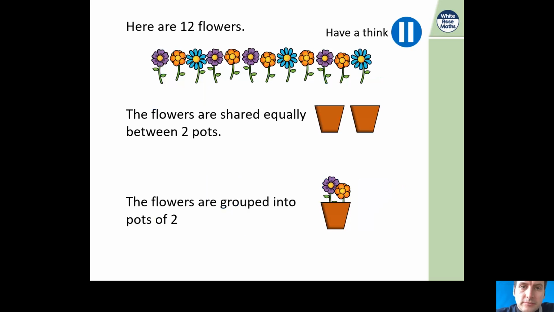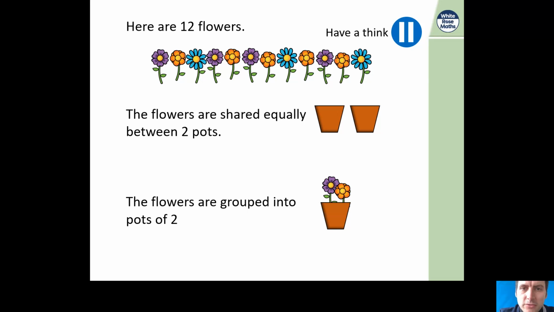Okay, but here we've got 12 flowers. The flowers are shared equally between 2 pots. Okay, and then secondly, the flowers are going to be grouped into pots of 2. So if we've got 12 flowers shared between the 2 pots, how many do you think will be in each pot? And for the second part of the question, if each pot has got 2 flowers in, how many pots would there need to be? Okay, so we've got sharing and grouping. Have a think, pause the video and think about the number sentences.